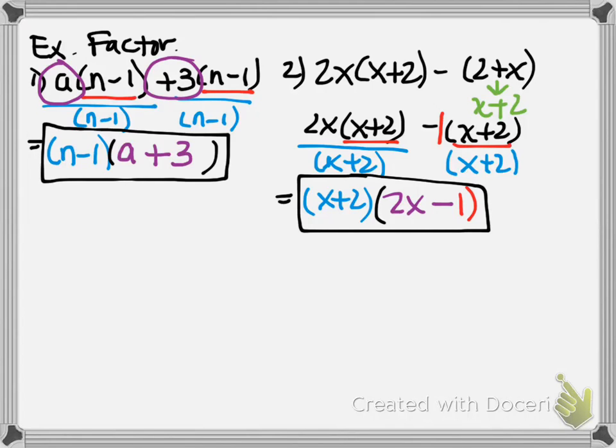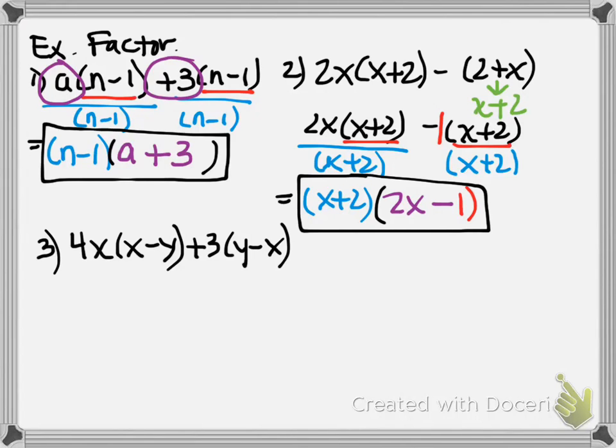Now the next one is something to really watch out for, because it is going to be a helpful tool. We have 4x times the quantity x minus y plus 3 times the quantity y minus x. Now, in these two parentheses, while they have the same terms x and y, they have opposite signs from each other. So my job is to try to figure out a way to get the y minus x to turn around and look like x minus y. And if you think about it, if I factor out a negative, that makes the y negative, and it makes the x positive. And then when you look, we do have a match.